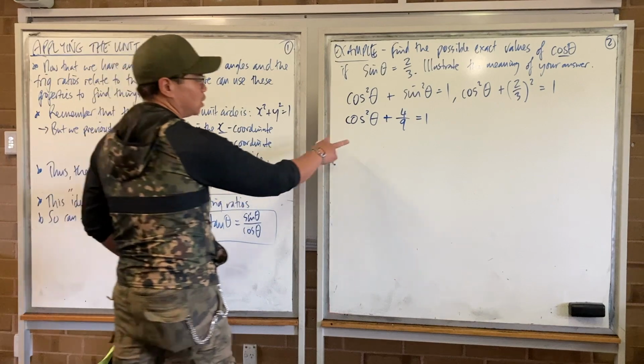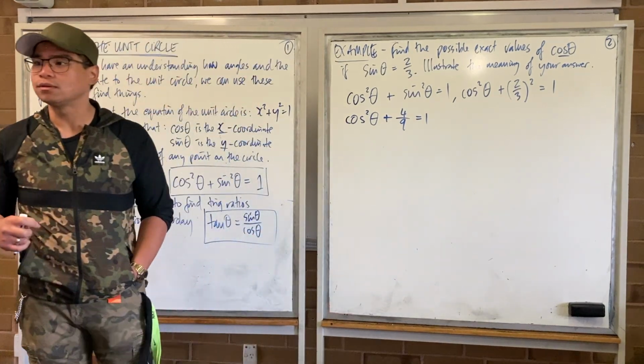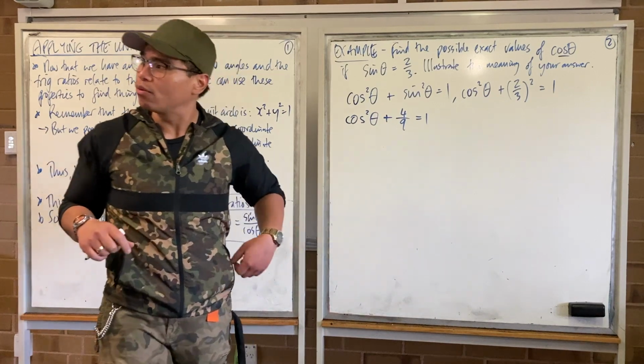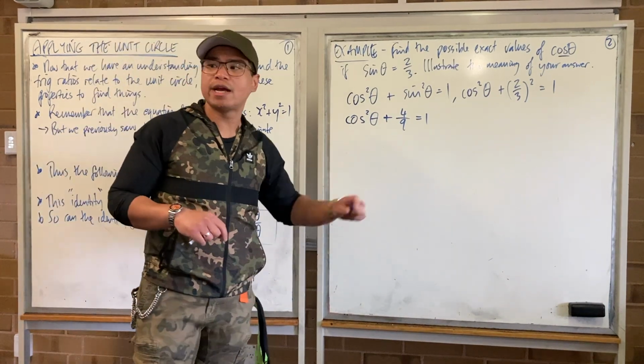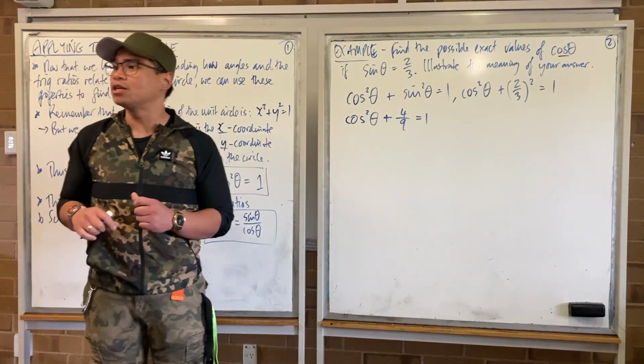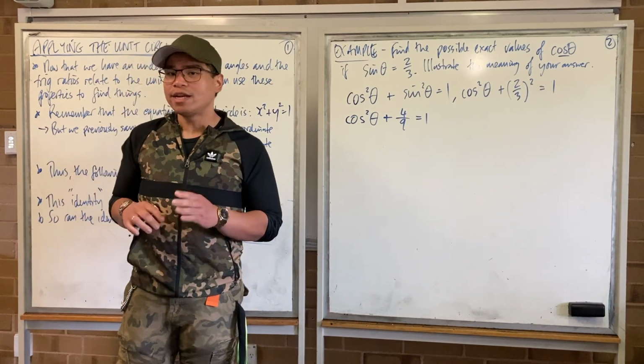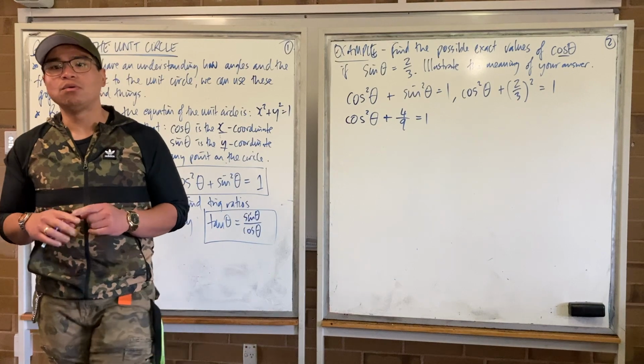I want to get cos squared theta by itself, so I can get cos theta by itself. So what do I need to get rid of to get cos squared theta by itself? So you take 4 over 9 to get rid of 4. Good. We need to take 4 over 9 away.